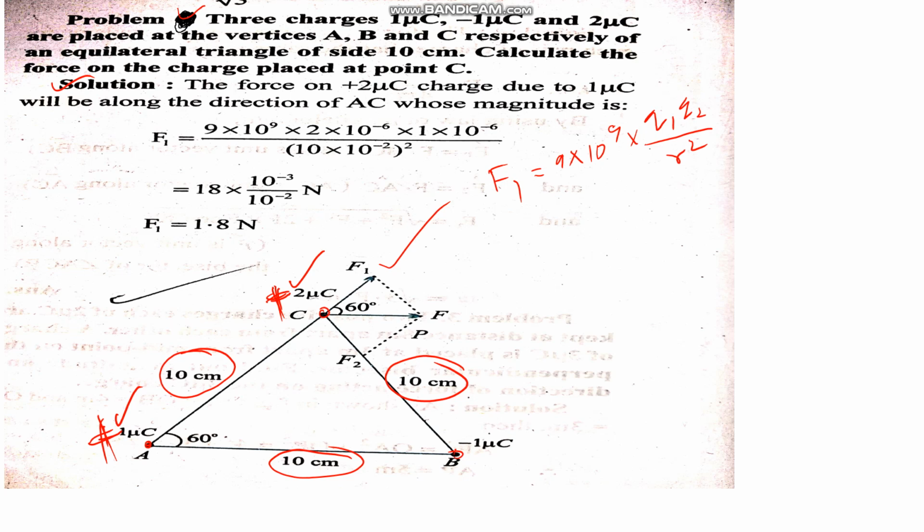As the distance is 10 centimeter, we have to convert it into meter, that is 10 into 10 power minus 2 whole square. And the microcoulomb can be changed into coulomb by multiplying by 10 power minus 6. So this will be 2 into 10 power minus 6 and 1 microcoulomb will be 1 into 10 power minus 6. After putting the values, we will get the value of F1 as 1.8 Newton.